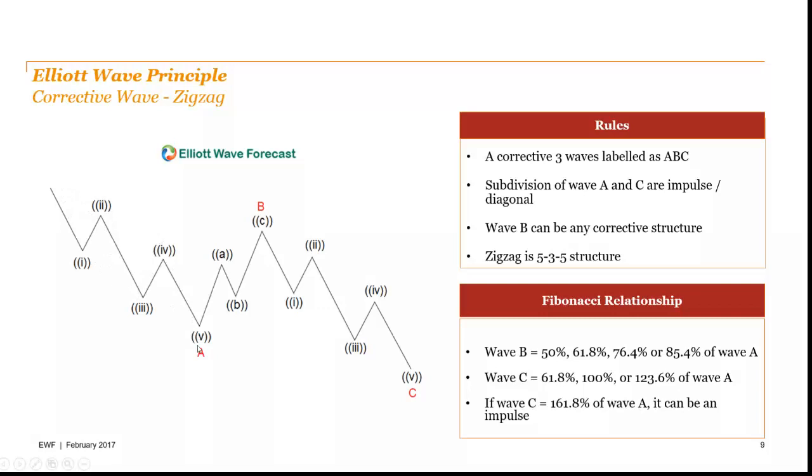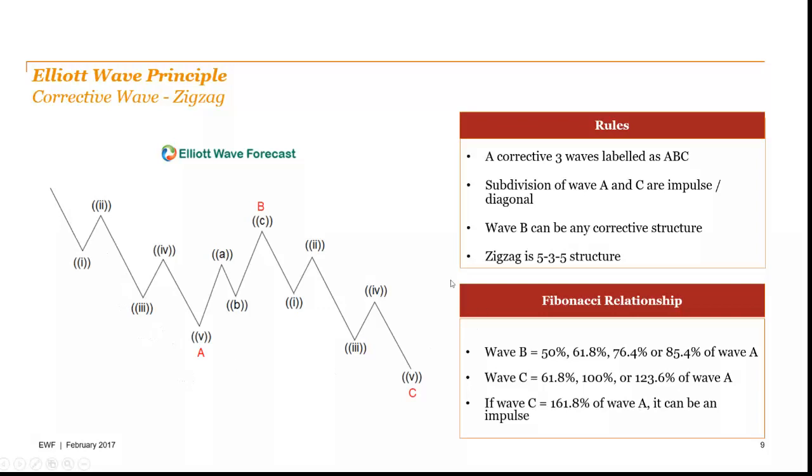Subdivision of waves A and C are either an impulse, like this is an impulse because no overlapping and everything looks clean. It can be an impulse, or it can be a diagonal. We saw it before, in which wave A can be a diagonal, converging, overlapping, right? C also can be a diagonal as long as it's 5 waves. Wave B can be any corrective structure. Now this is interesting. What does it mean?